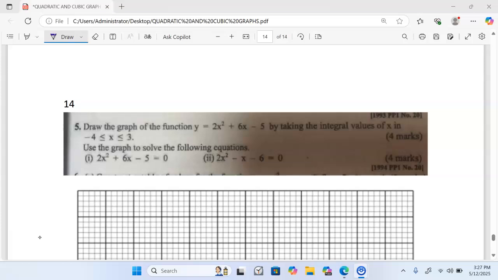We are looking at quadratic graphs, and the first part of the question reads: draw the graph of the function y = 2x² + 6x − 5 by taking the integral values of x to be between −4 and +3.